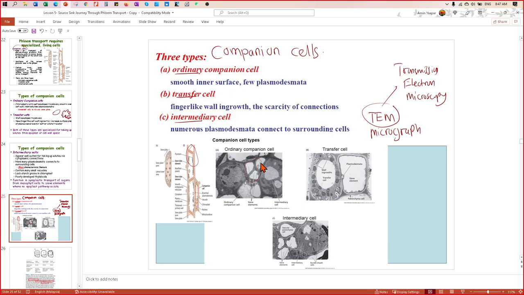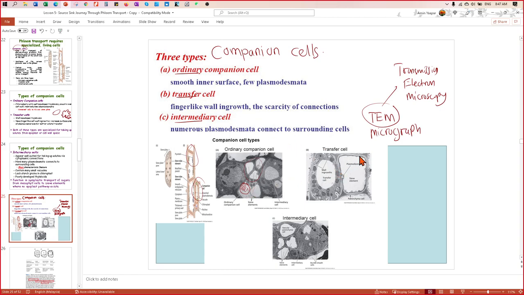Your ordinary companion cells are the ones right next to it. This one here, this one here, this one here. You see? It's connected to here. Not this one, this is the intermediary cell. Sorry. This companion cell here, the one in gray.